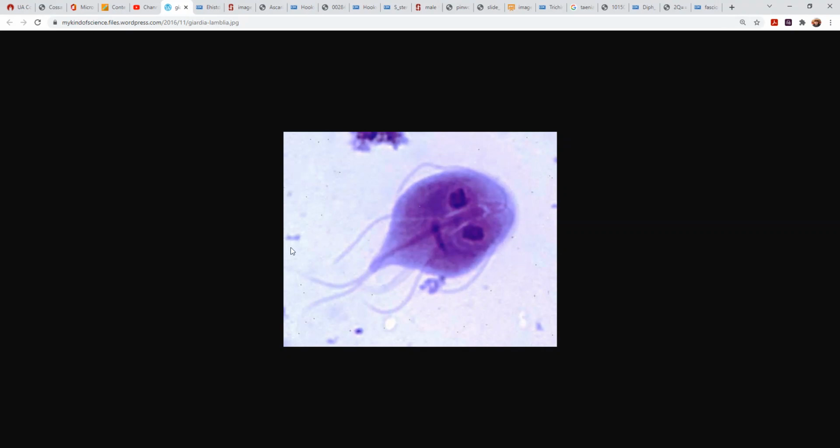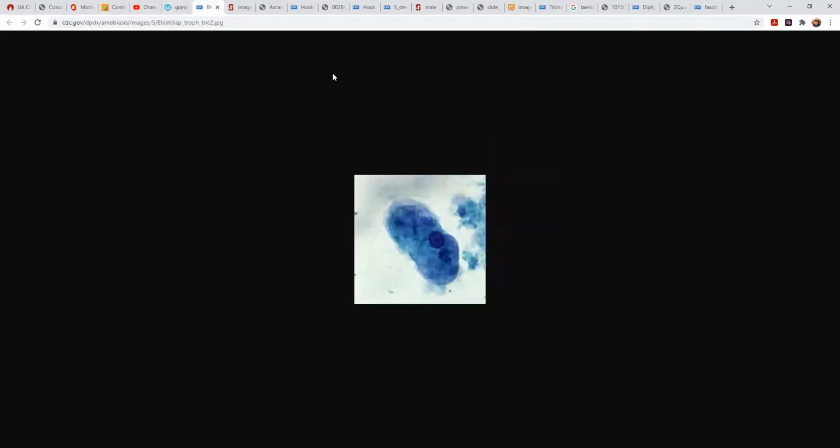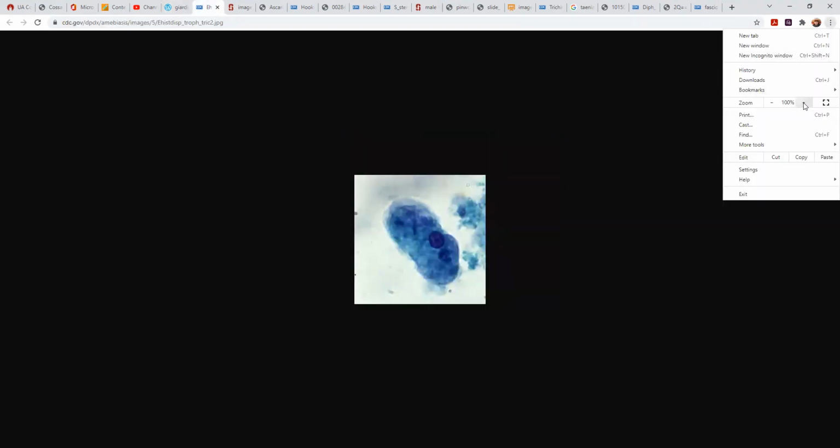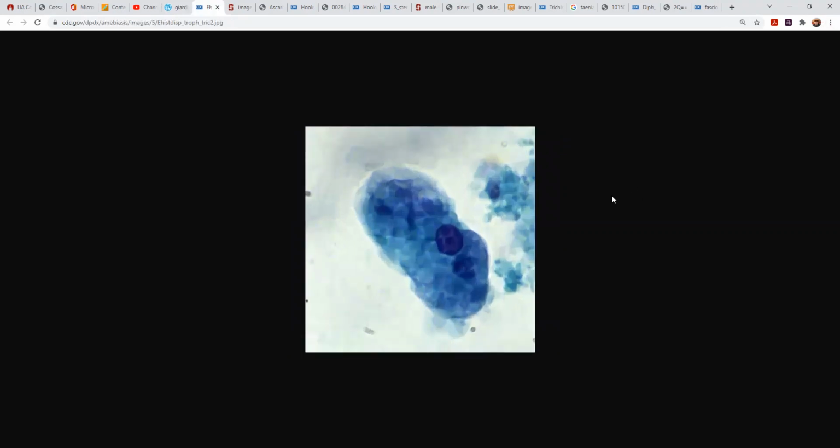So that's Giardia lamblia. Our next one is another protozoan. This is Entamoeba histolytica. You'll notice first off that there are no flagella. This is an amoeba, so they will not move with flagella. Instead, they move by forming what are called pseudopods. Basically, they extend out a piece of the cytoplasm.